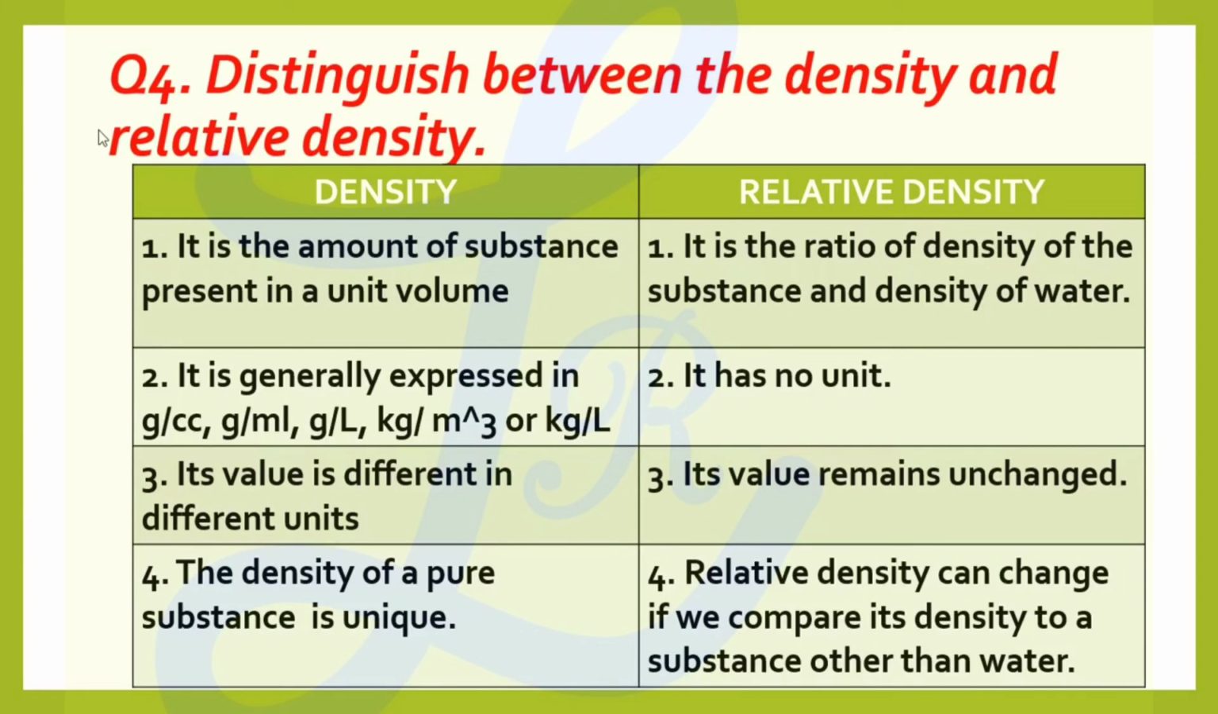Whereas the value of relative density will become different if you compare it with the density of different substances. If you compare it with the density of water, you'll get one value. If you compare it with the density of mercury, you will get a different value. So the values will be different.